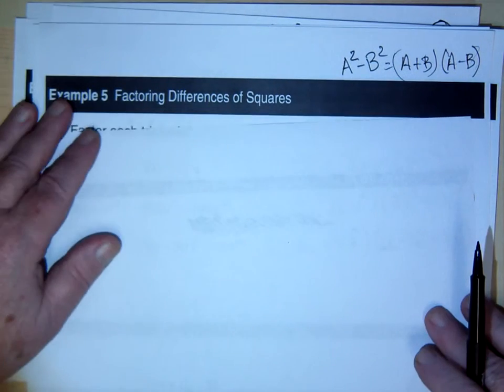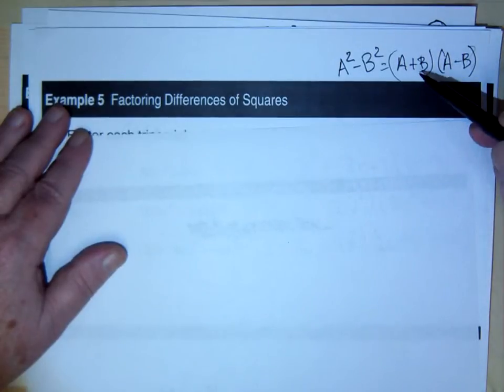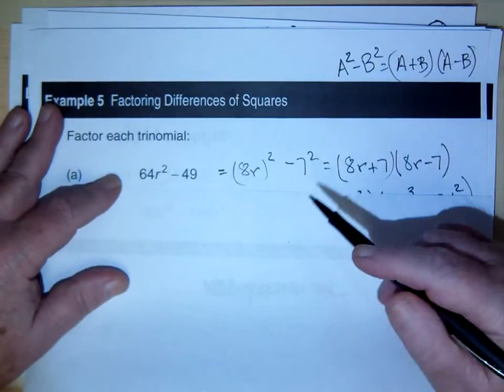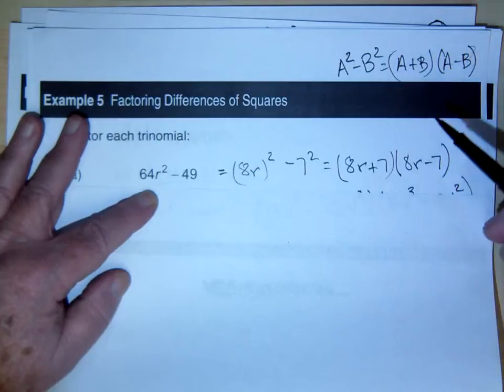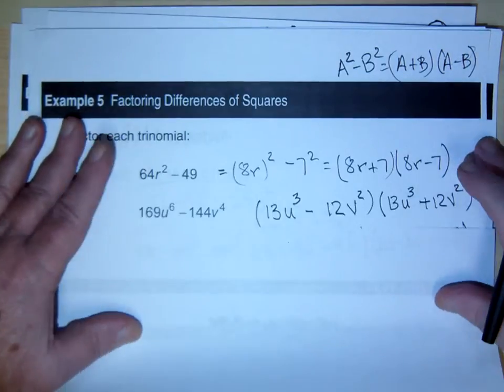Another identity that we will exploit is a squared minus b squared. This is a plus b times a minus b. So here I have 8r squared minus 7 squared. So that will factor into 8r plus 7, 8r minus 7.